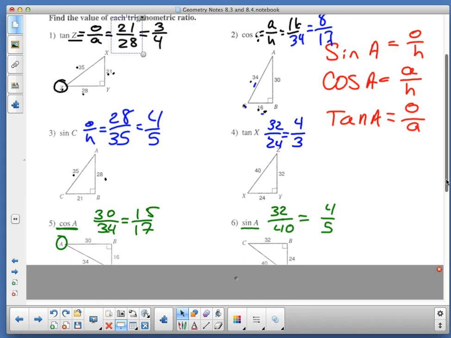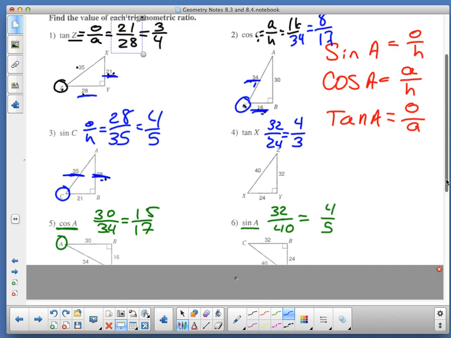In 1, the tangent of z. Tangent is opposite over adjacent. So I go opposite over adjacent. That's where I went 21 over 28. Cosine of c in 2. Cosine is adjacent over hypotenuse. That's where 16 over 34 came, and I reduced from there. Sine of c. Opposite over hypotenuse. That's where it's 28 and 35.